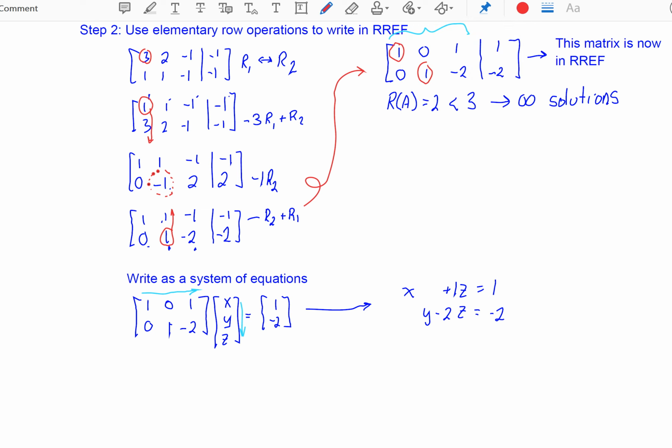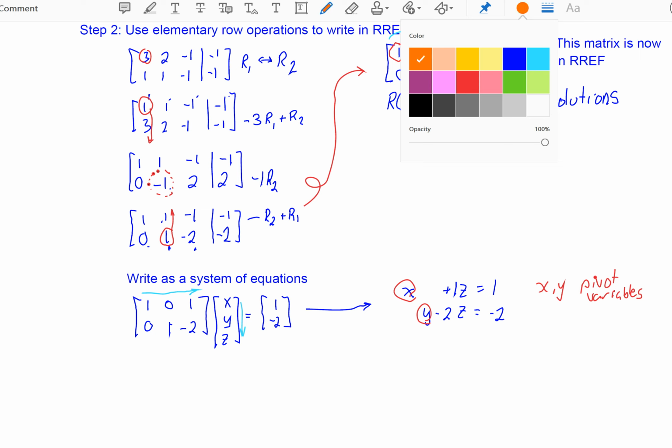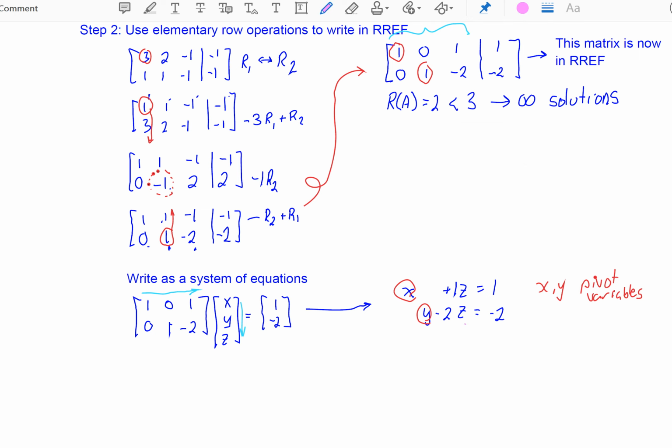Now in this form, we talk about our pivots again. Our original matrix had 2 pivots. That corresponds to this variable x and this variable y. So we call x and y your pivot variables. The remaining variable, z, we refer to z as the free variable.